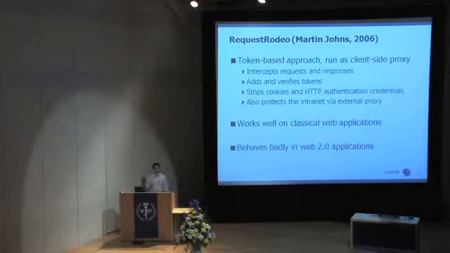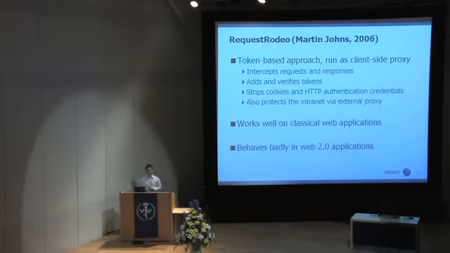So this is work presented at OWASP 2006 by Martin Johns. It's actually a token-based approach, but running as a client-side proxy. So the client is actually under control of the token-based approach. What does it do? It intercepts requests and responses. It verifies whether the responses include the tokens, and if not, the countermeasure is to strip cookies and strip HTTP authentication credentials from the request.